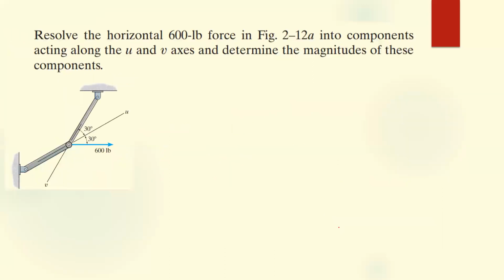Okay, so let's take a look at this example as well. It's also a simple example. This one is asking us to resolve the 600 pounds into its components. So we've been taught to say we resolve this 600 into the U and V components.